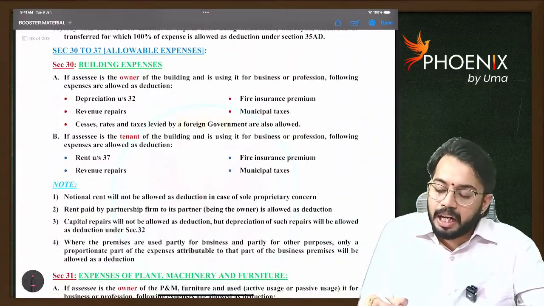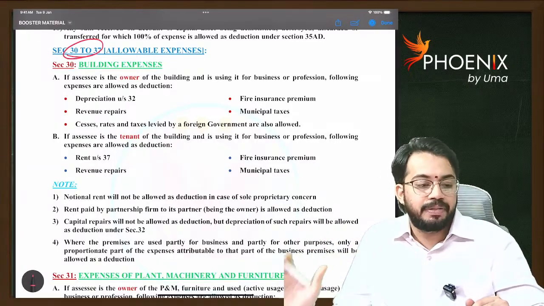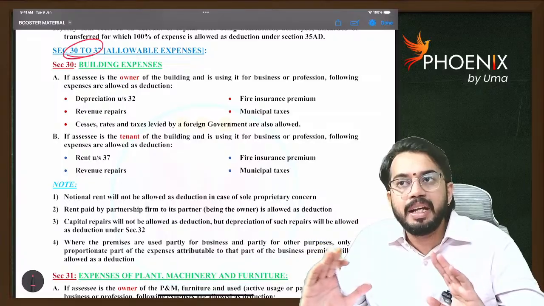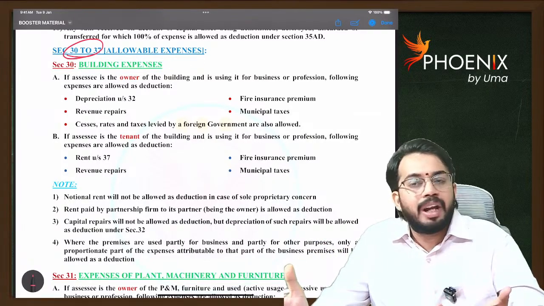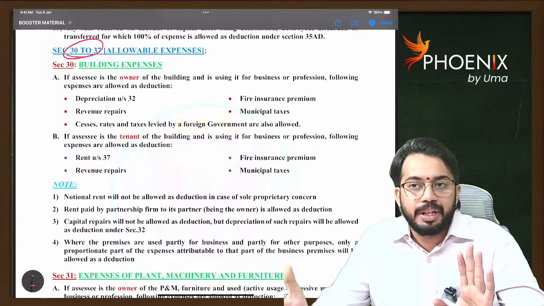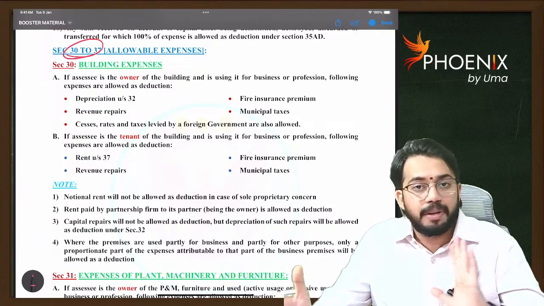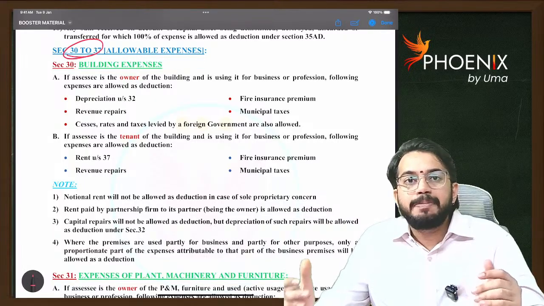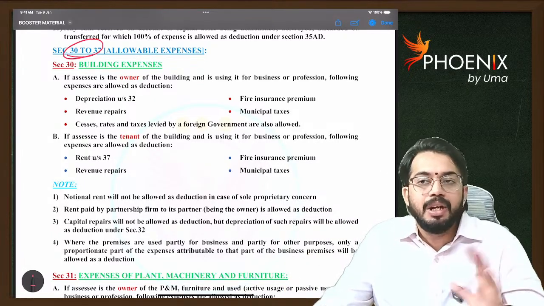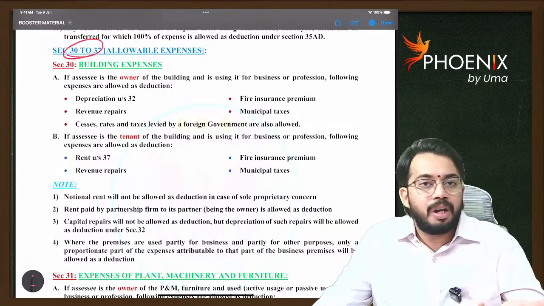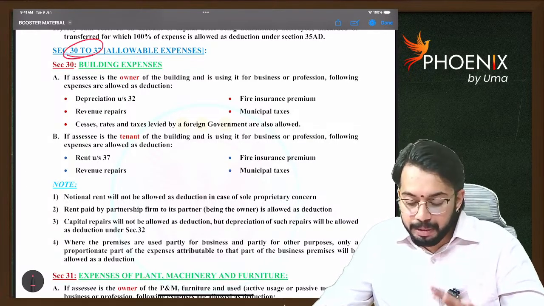Next, sections 30 to 37. These expenses are very important, which I will discuss with you right now. The PGBP head is very vast, so definitely one question will come in the examination. Easily you can expect 10 marks or more from PGBP. As the PGBP head is very vast, I will discuss PGBP in two parts. Today I will discuss, and tomorrow also I will discuss PGBP. So in two parts I will finish PGBP.